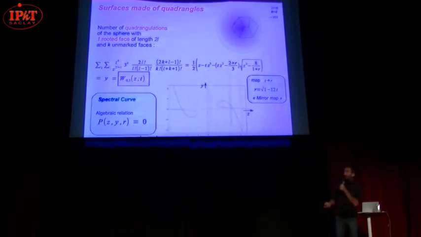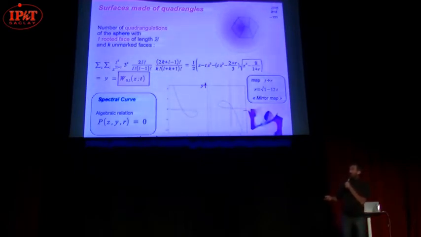Another remark is that this function y as a function of z should be looked at with z as a complex variable, and y is a complex variable. In fact, you should not plot the function in R cross R. Here I plotted the real part of Y versus the real part of Z in R cross R. But in fact, you should plot this function in C cross C. And in C cross C, the curve is a complex curve.